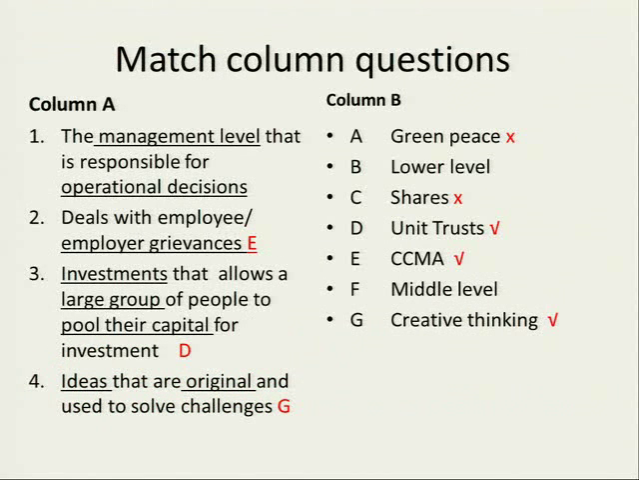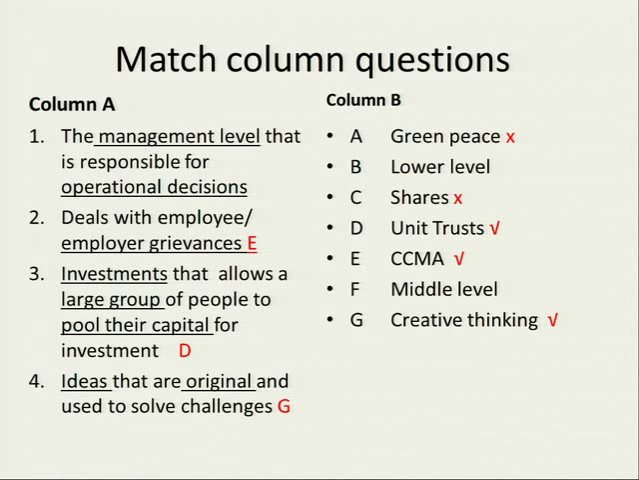The example follows. We have column A. We read through column A, number 1 to number 4. The learner then reads through column B, description A up to description G. Then the learner cancels the answers that are definitely wrong.